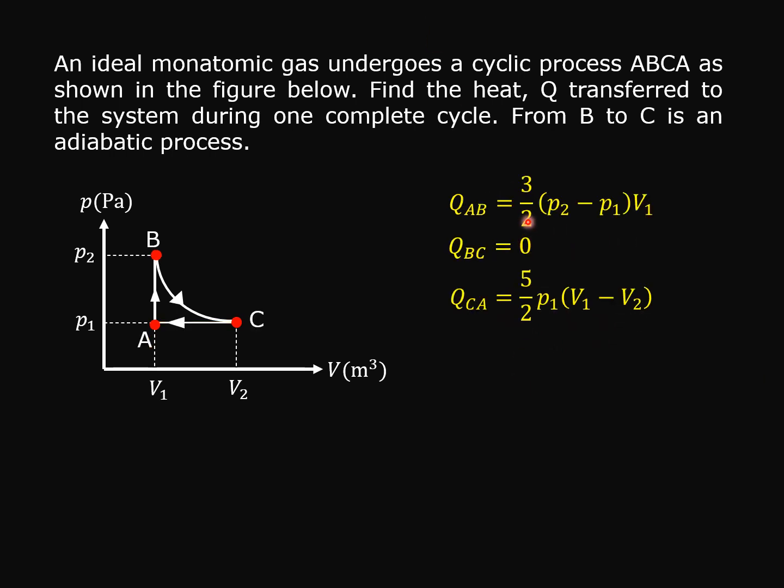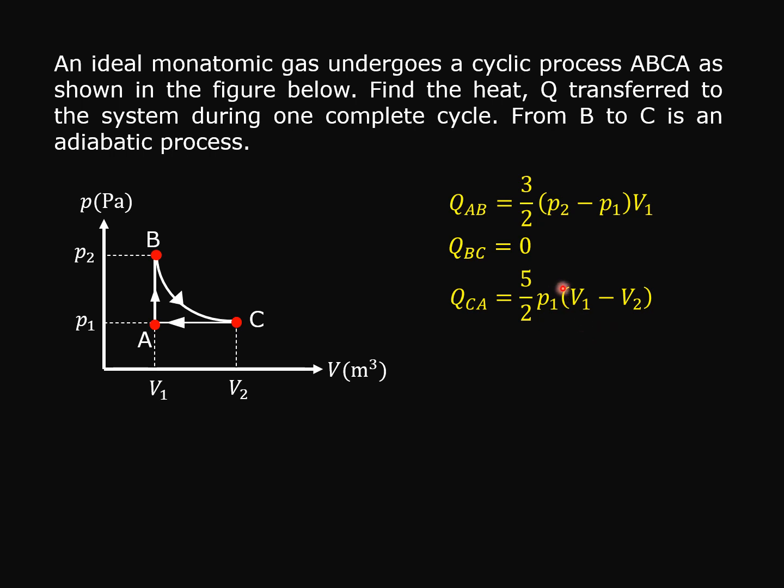Now let us list out the result that we have for the heat transfer in the three processes that we analyzed just now. For the QAB from A to B, isochoric heating, the Q is 3/2 P2 minus P1 multiplied with V1. QBC, since it is adiabatic, is equal to 0. And the QCA is isobaric cooling, so it is 5/2 P1 times V1 minus V2.